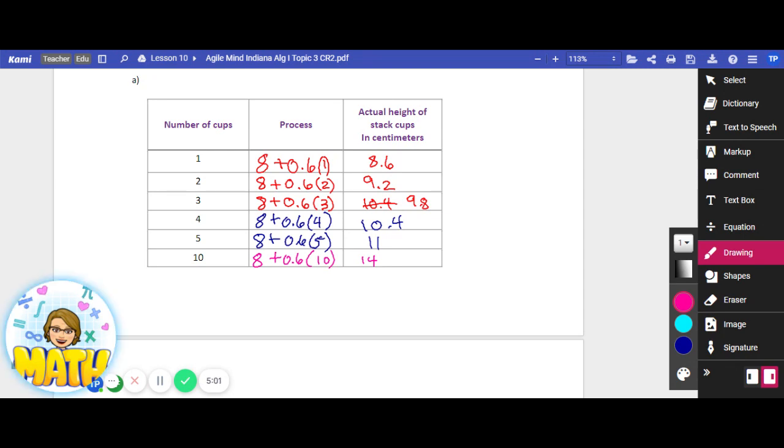Hopefully you caught what happened with the bottom row. The number of cups jumped from 5 cups all the way up to 10. So hopefully you remembered to put a 10 as our N value, our number of cups, and then determine the height. If you need to fix any mistakes that you made, just like I had made a mistake also, go ahead and take care of that right now.